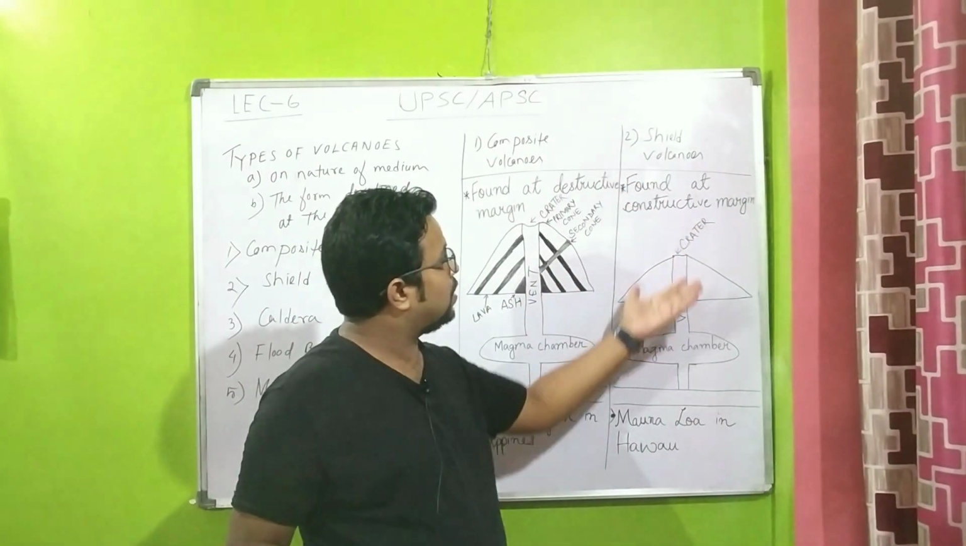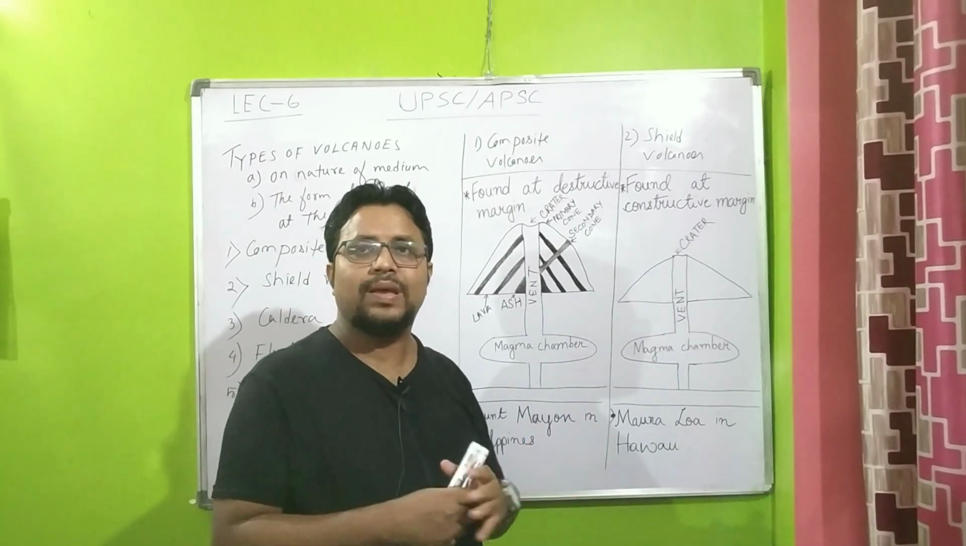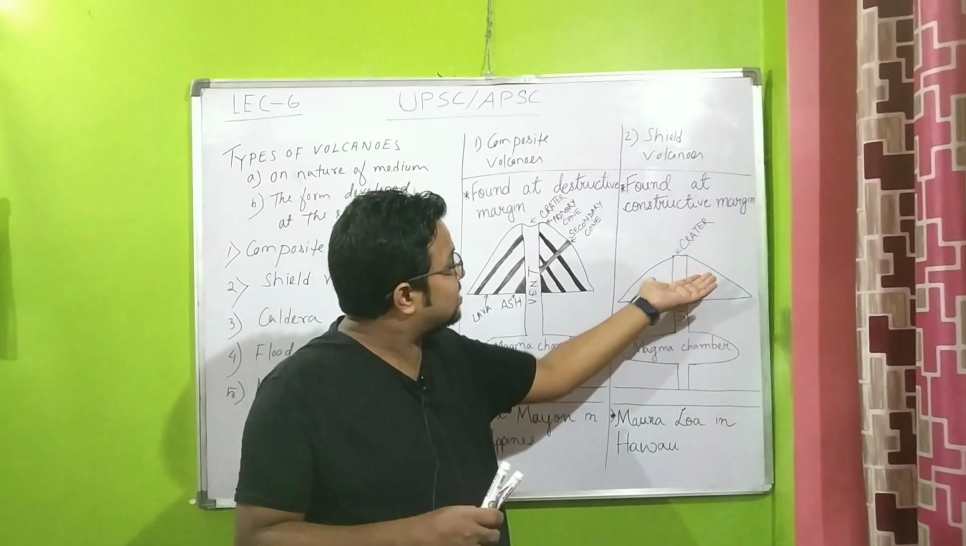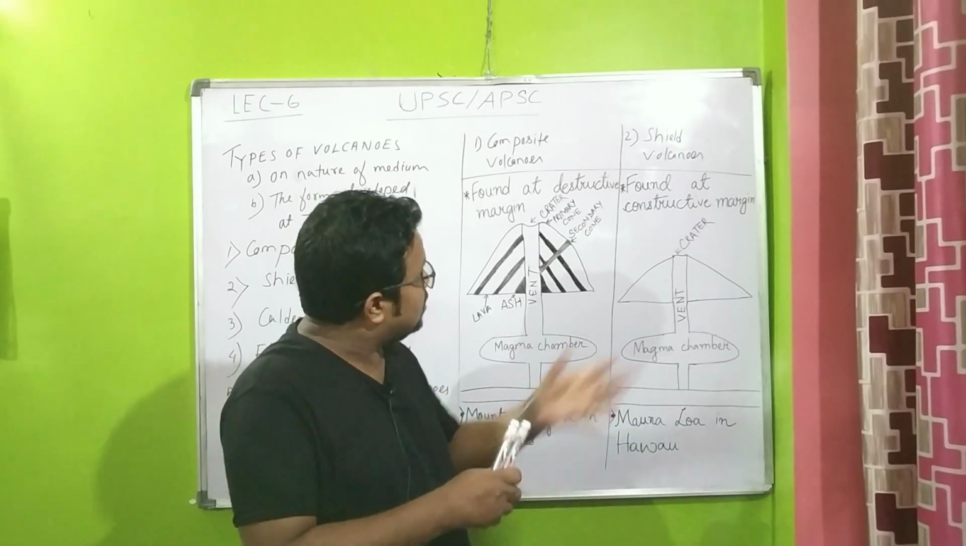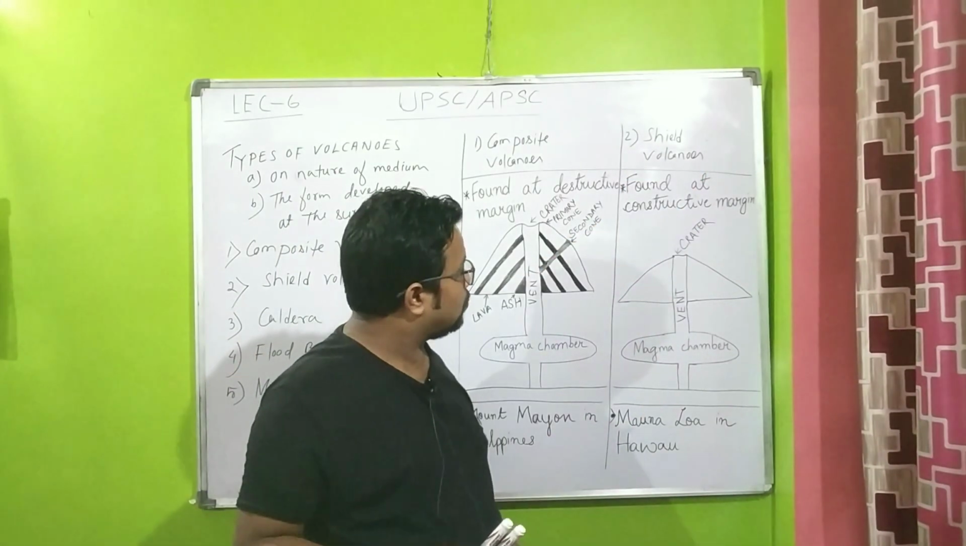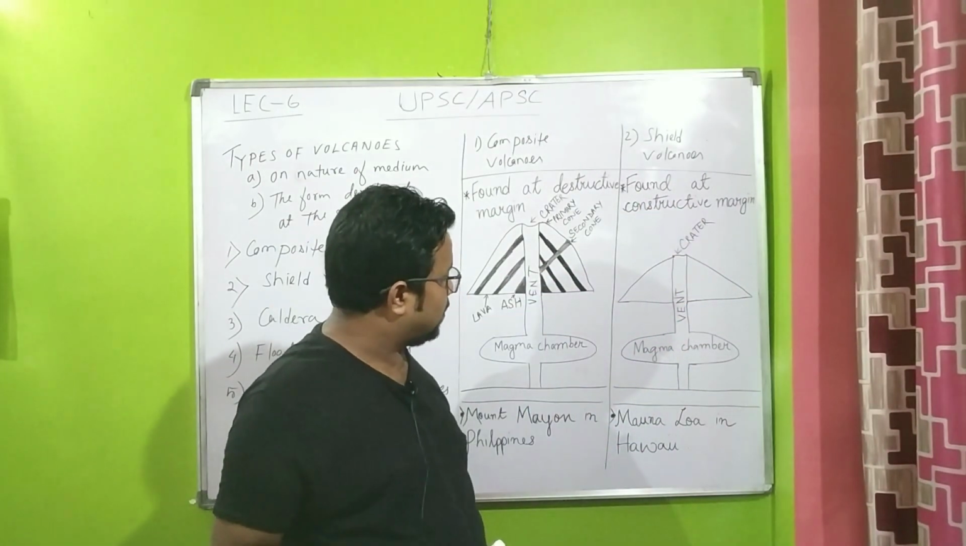The feature of seal volcanoes is that they look like this. It seems to be a seal. Its structure seems to be a seal. That's why its name is seal volcanoes. And this is the magma chamber. This is the vent. This is the crater.